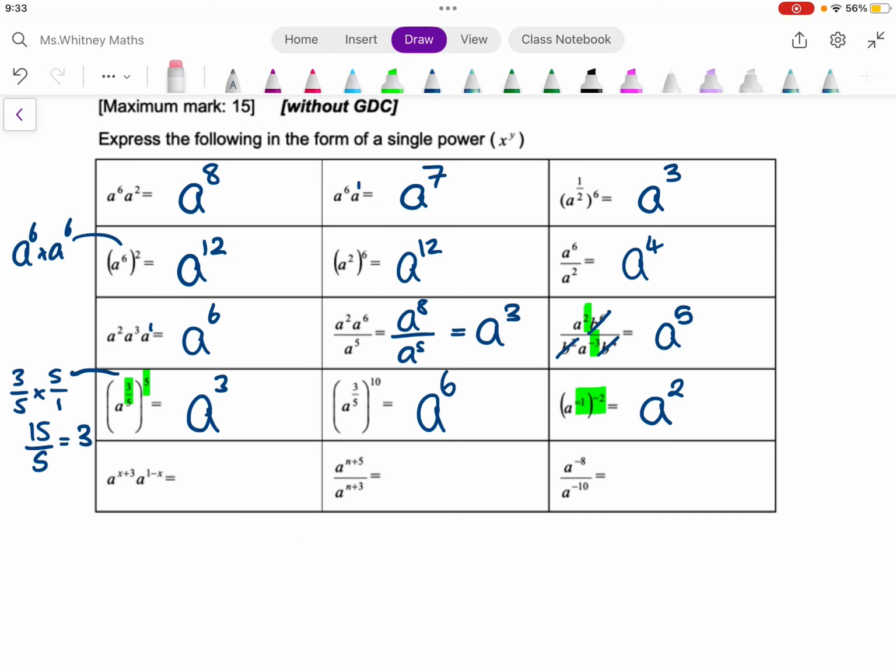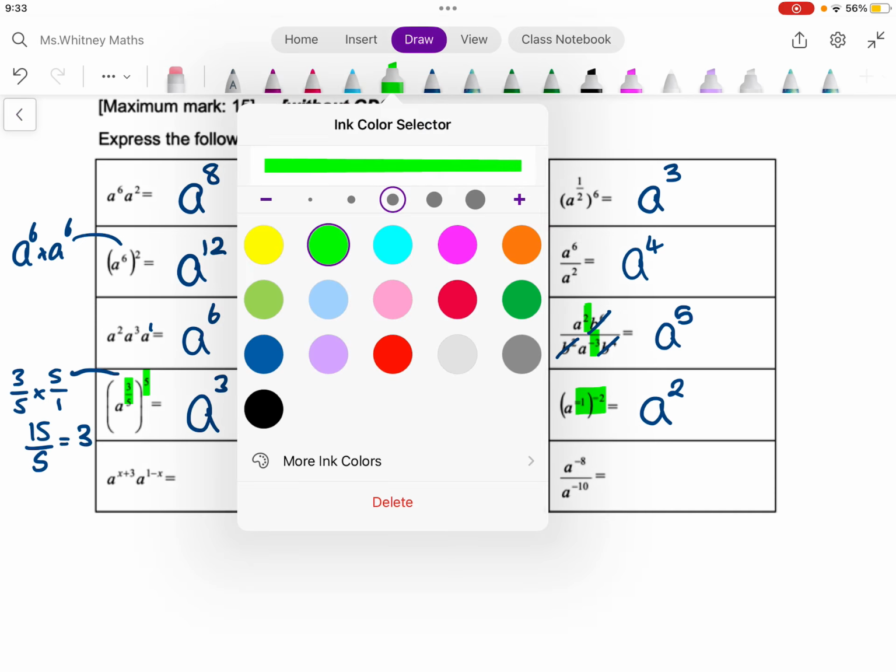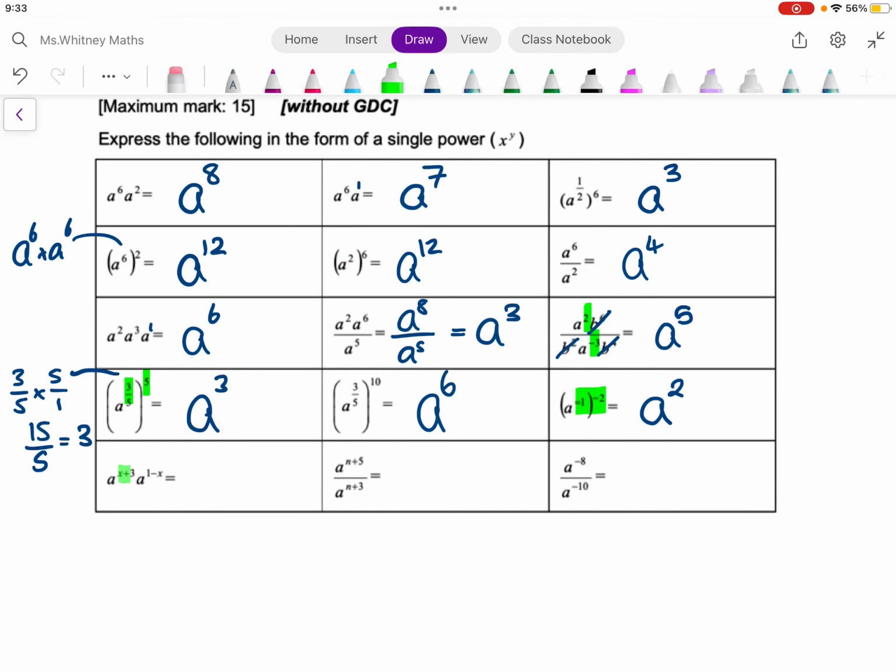Okay, looking at the bottom, we have a little bit of algebra here. So let's think about logically what we are doing with these powers. Just make this a bit smaller. So we've got x plus 3, x minus 1, 1 minus x. So we're going to add these together. x plus 3, add 1, add -x. So it's still -x. So the x's are going to cancel. 3 plus 1 is 4. So a to the 4 is the final answer.